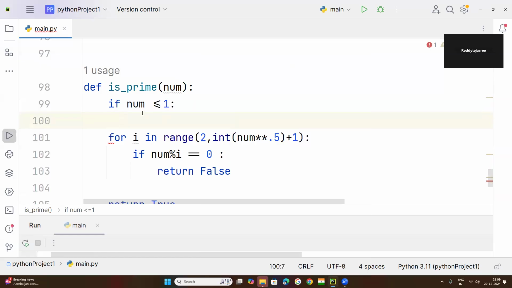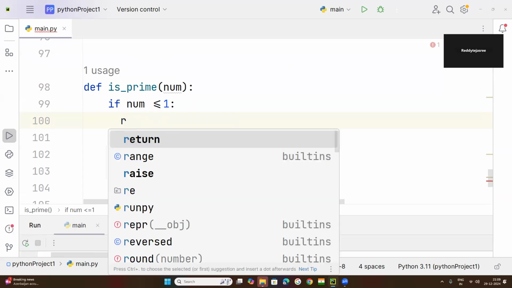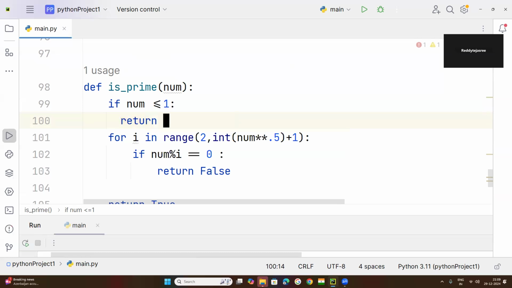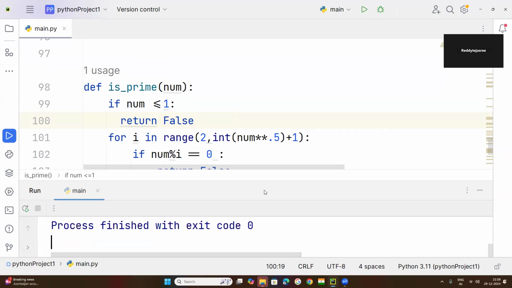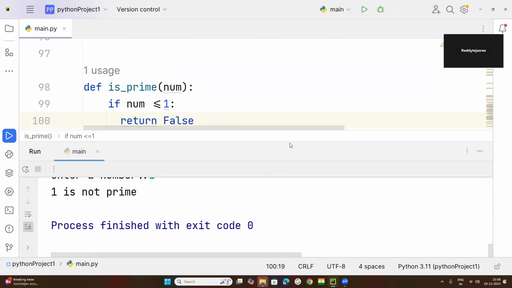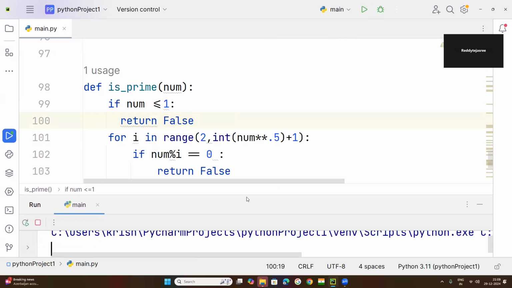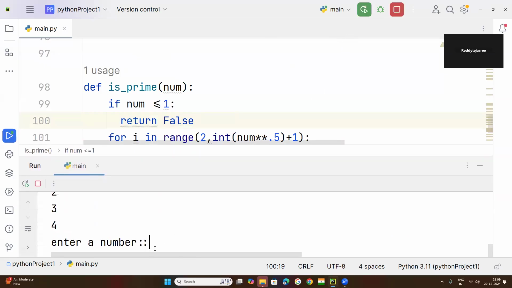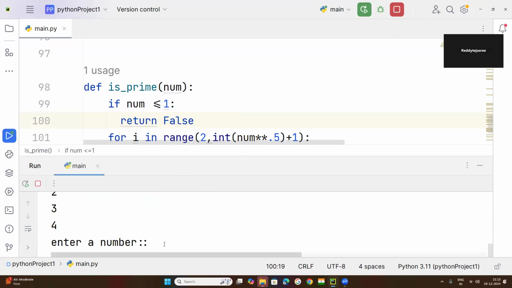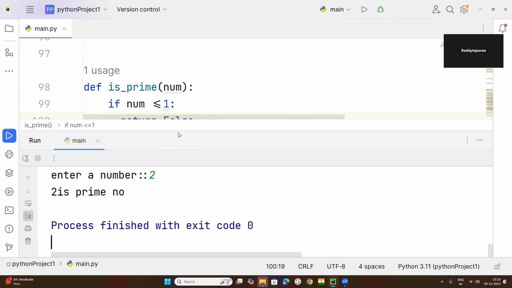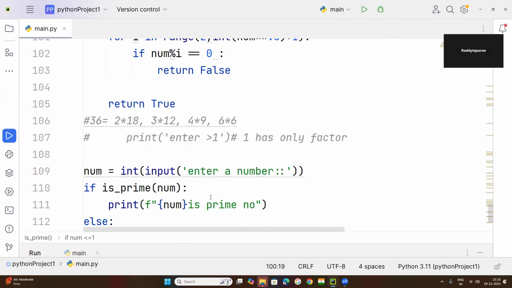So this statement, cut. You write here return false. Now run this code. Enter a number 1. 1 is not prime. Again enter a number 2. 2 is a prime number. So we do one thing for this code.